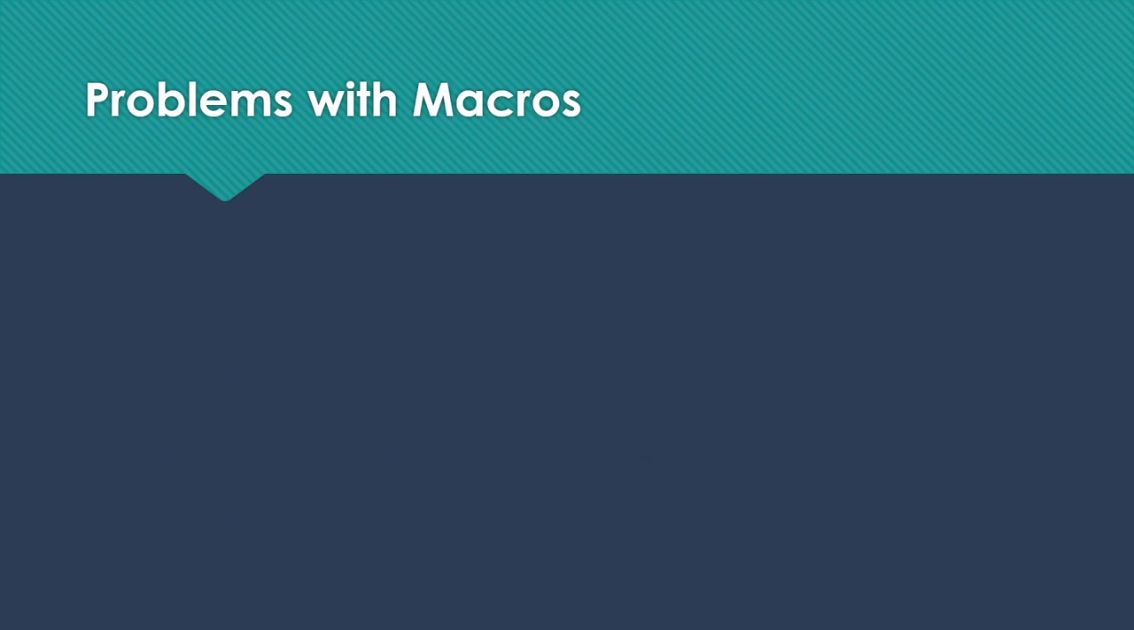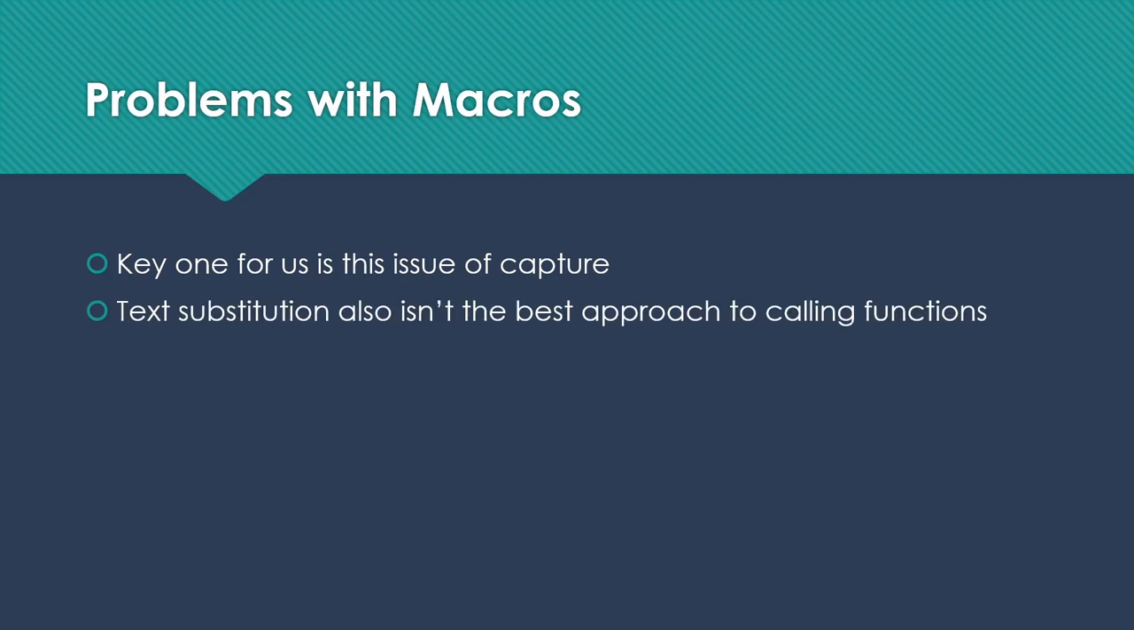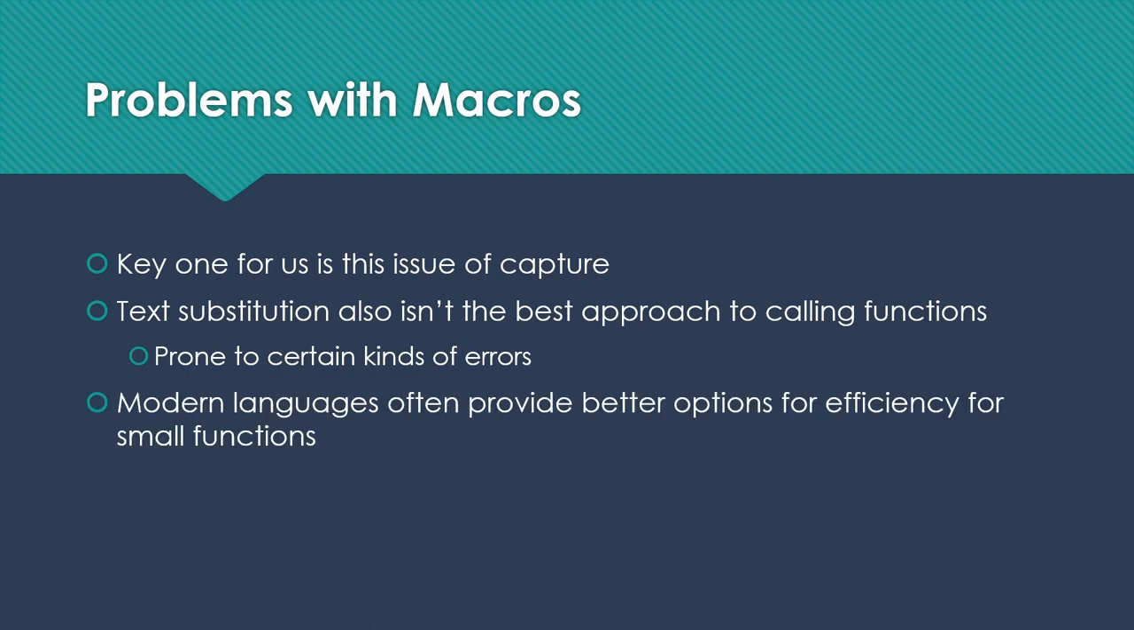Macros are great little things, but you'll notice that they're not much used in modern languages. The key issue for us in relation to macros is this issue of capture. So from a programming language's perspective, that's a problem. Text substitution also really isn't the best approach to calling functions. It can lead to certain kinds of errors. One nice thing is that modern languages often do provide some better options for efficiency for small functions. So for example, inline functions in C++ have efficiency that is similar to a macro, but they are more safe, less prone to the kinds of errors that we can have with macros.